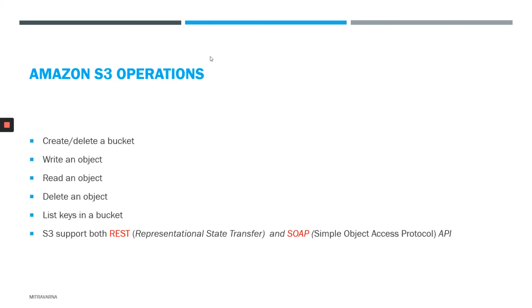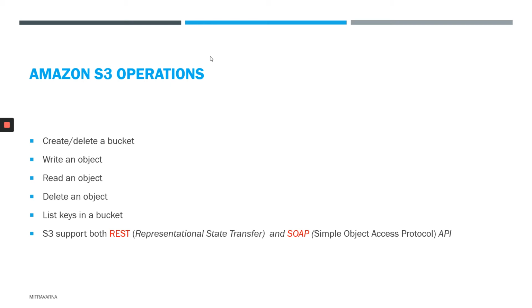So next one is Amazon S3 operations. As with the normal HTTP protocol, like what we do for SOAP UI or REST API, we do CRUD: create, read, update and delete. The same operations are applicable here as well. We can create or delete a bucket, write an object, read an object, delete an object, and list keys in the bucket. Keys are nothing but the objects available in a bucket.